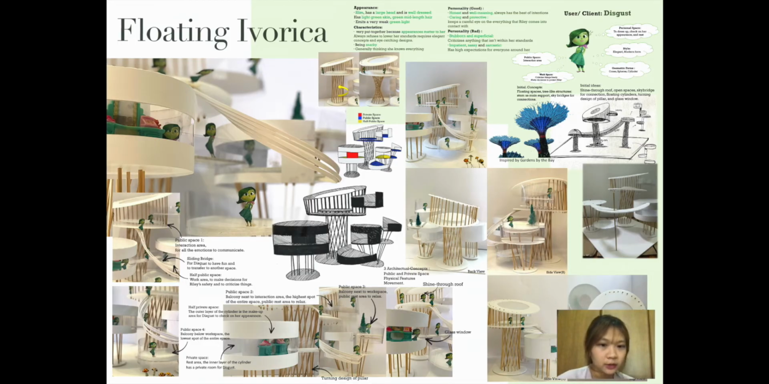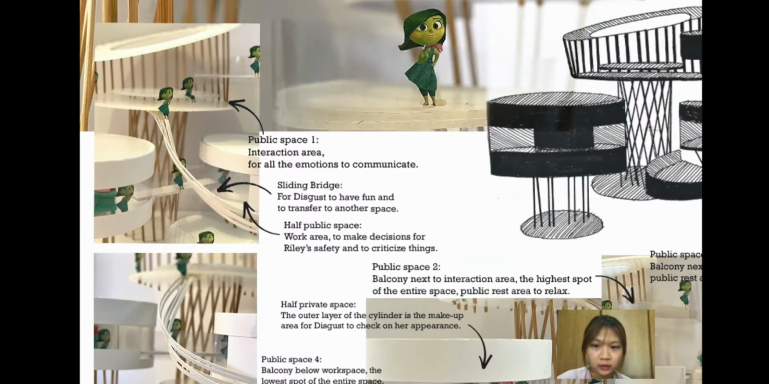And now I'll go through the detailed part of my final project. So this is the first public space. It is the interaction area for all the emotions to communicate. And there's this sliding bridge for them to have fun and to transfer to another space. And this is the half public space, which is also the work area for them to make decisions for Riley's safety and to criticize things.